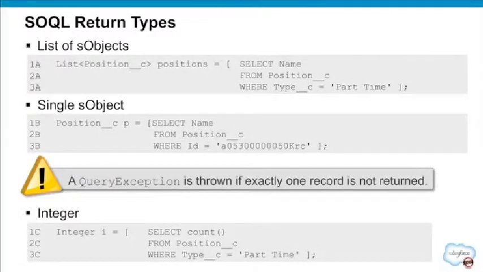So let's talk about those return types. There are strongly typed results that we get back from doing our queries. So in the first example, here I am selecting name from position__c where type equals part-time. The return type is based on the from. So I'm going to get back, by default, because I'm going to find multiple records, a list of positions. Now I could, if I wanted to, set this equal to a list of sObjects, but it has to either be a list of positions or a list of sObjects as my return type.